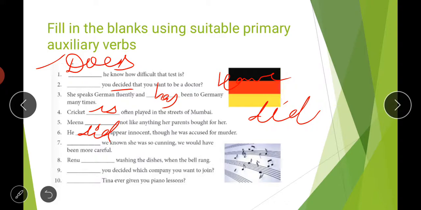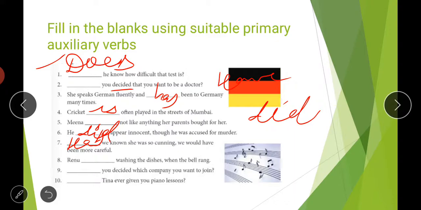Then seventh is, dash we known she was so cunning we would have been more careful. So here, had we known, we are talking about past perfect, कि अगर हमें पता होता. So had we known. So here we are making past perfect.